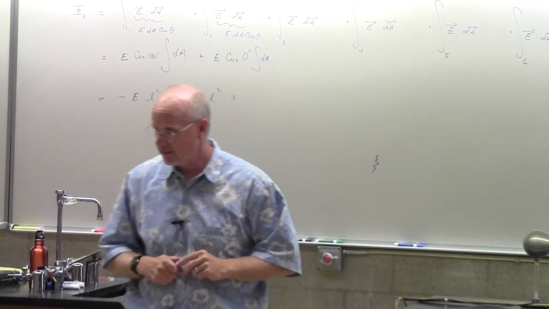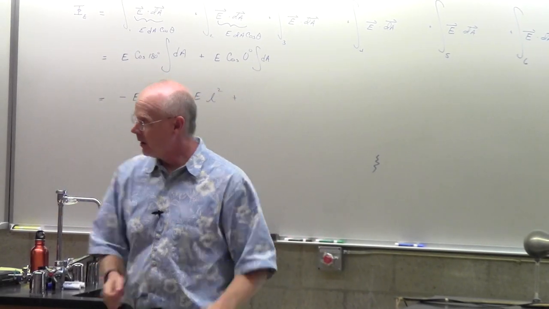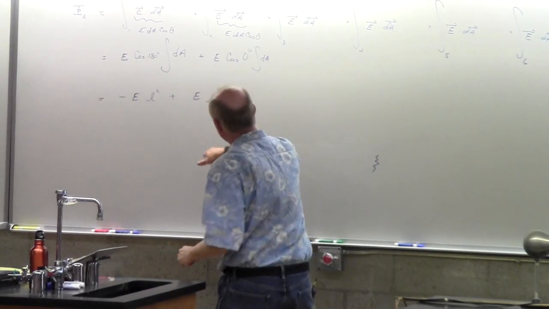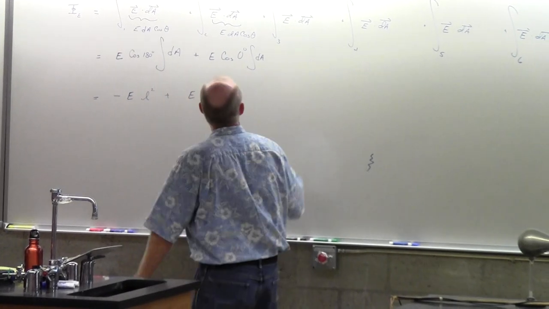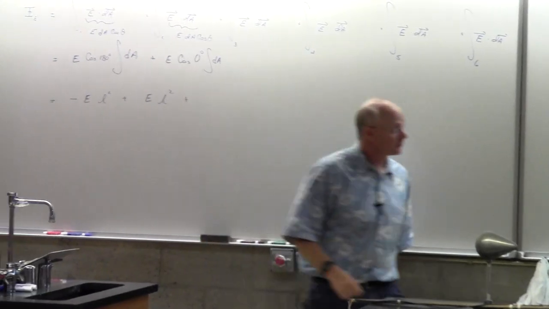Didn't that come out to be a positive? And shouldn't it? Isn't the flux coming out? So, sure enough, flux coming out, positive number. Flux going in, negative number. Let's go to face number 3.